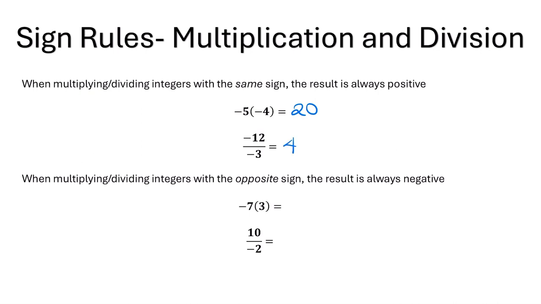If we're multiplying or dividing integers that have the opposite sign, the result is always negative. So if we have negative 7 times 3, the result is going to be a negative, and then 7 times 3, which is 21. If we're doing 10 divided by negative 2, they have opposite signs, so we do negative, and then we do 10 divided by 2, which is 5.